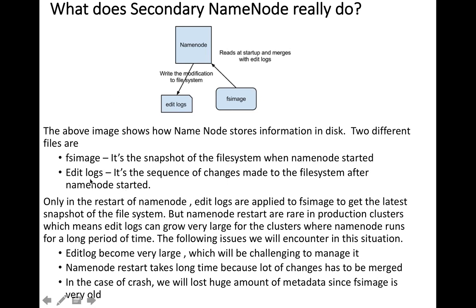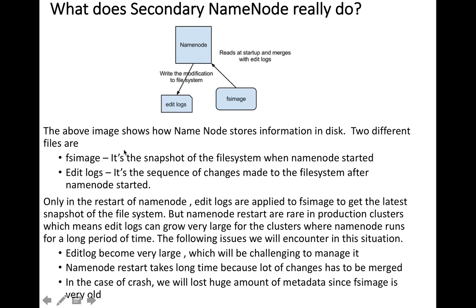Also, there are edit logs. Edit logs are the sequence of changes made to the file system after the name node started. That means when the name node starts, we create an FsImage, and also there are edit logs. If there is a change in the whole system, the change information is kept in the edit logs. For example, if some machine fails, that also goes into the edit logs. Also, there are other changes.